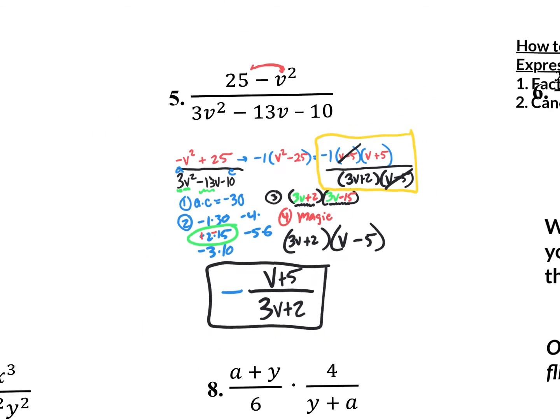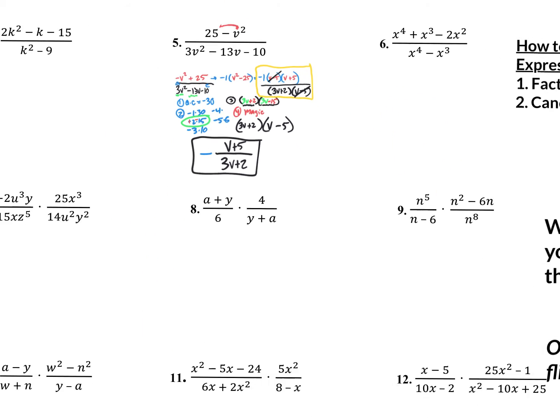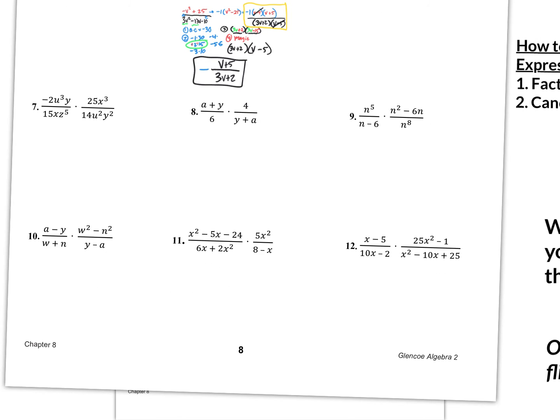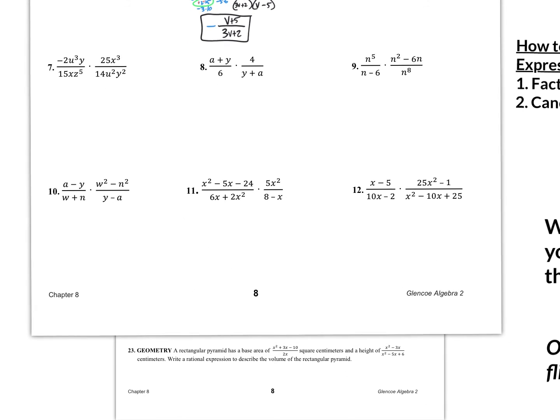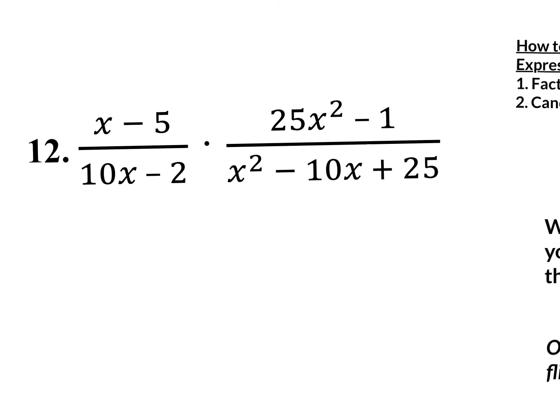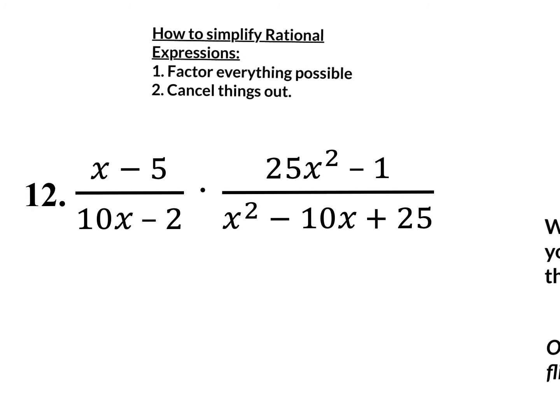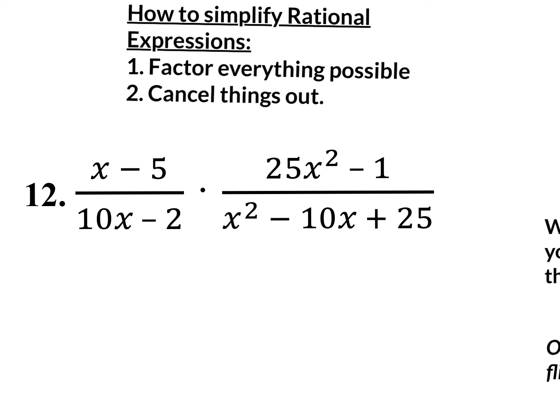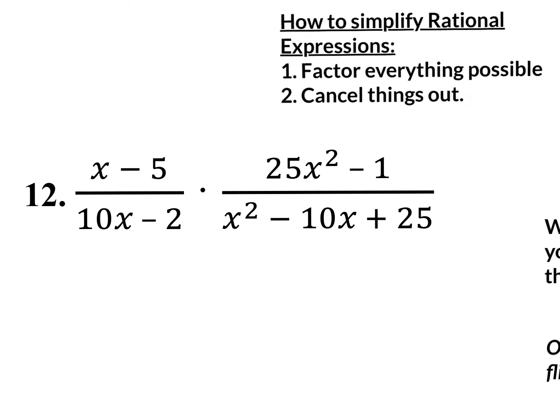But then again, we still haven't multiplied or divided. So we have all these other ones to practice with, and these are all multiplication. So again, what do you do? You go through and factor everything possible. And then after that, cancel things out. Why? Because we have pure multiplication. All right? So that's what we're going to be doing.